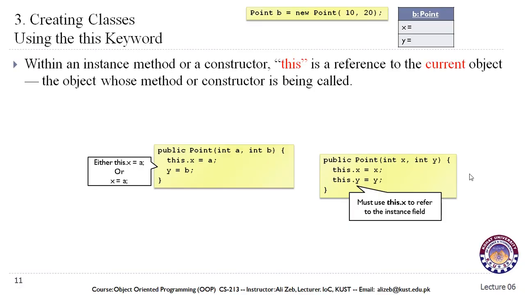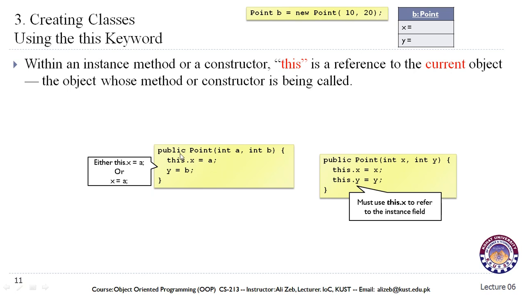Now, using the this keyword within an instance method or a constructor, this is a reference to the current object, the object whose method or constructor is being called. So for example, if I'm using this keyword with a variable, this means that it is an instance variable, and the variable that I'm not using this keyword with may or may not be the instance variable.